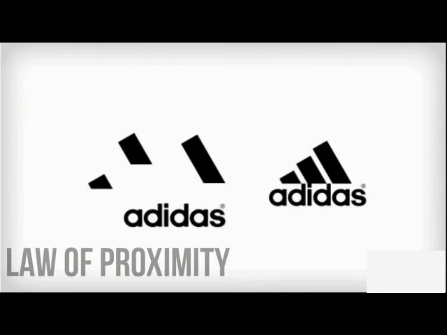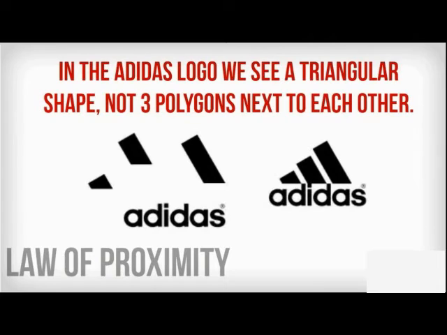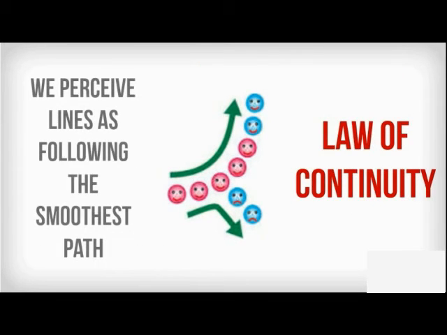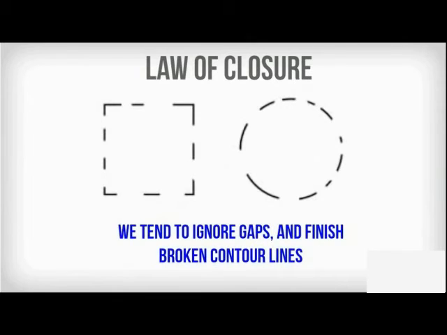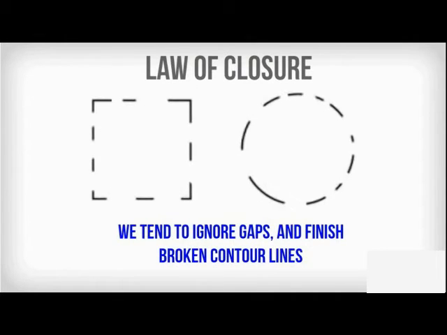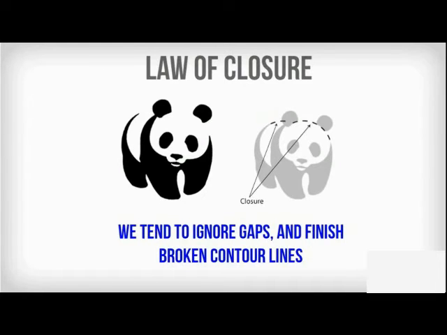Now the law of proximity. Our brain tends to group together objects that are close. A good example of this is the Adidas logo. And the law of continuity is simple. We follow the smoothest path when we are on the line, especially where the smiley faces are. Finally, the law of closure. This is how we view incomplete objects as complete. Here's a simple X-shaped example along with a more complex one.